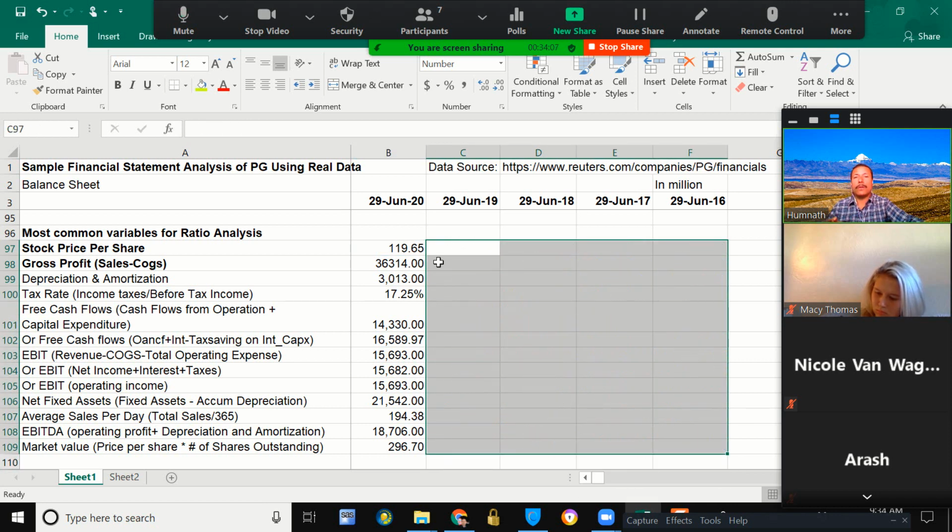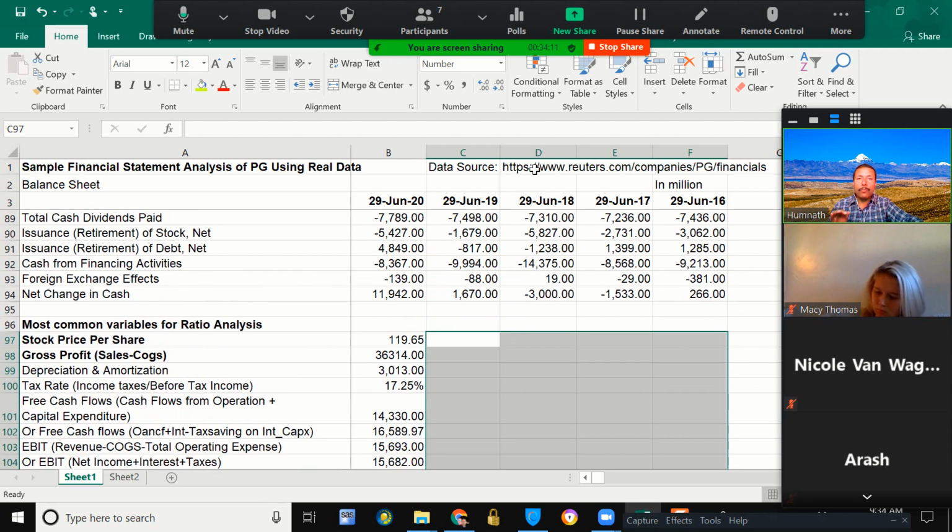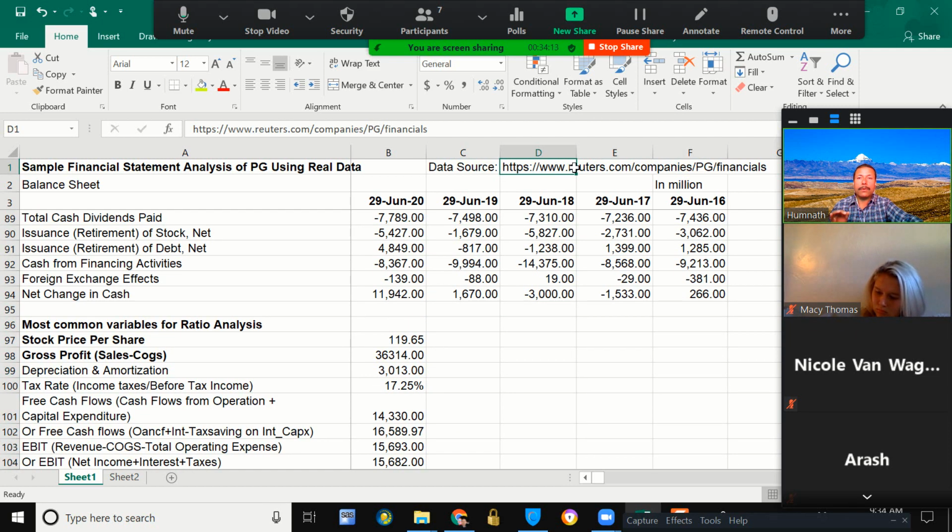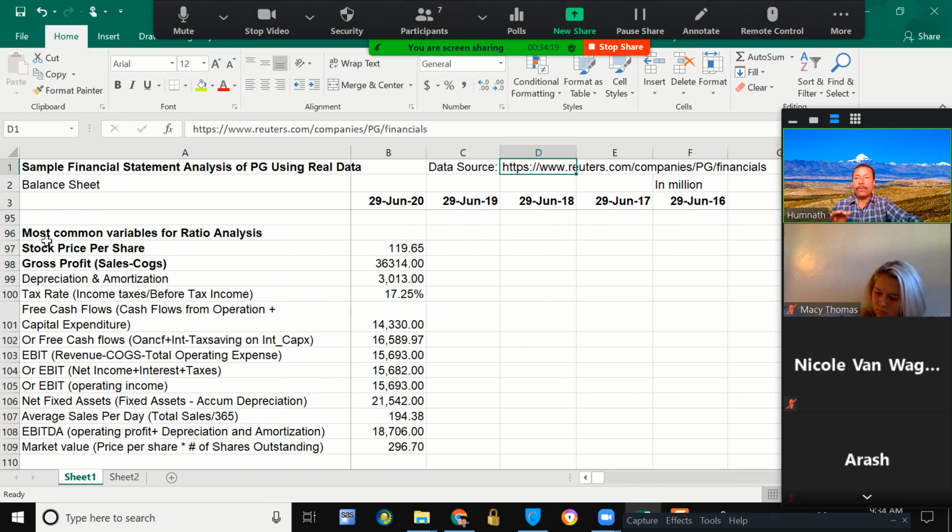The first column B, make sure you put the source, so the financial right here, and you put in million. Okay, so these are the necessary terms we need to do the calculation.